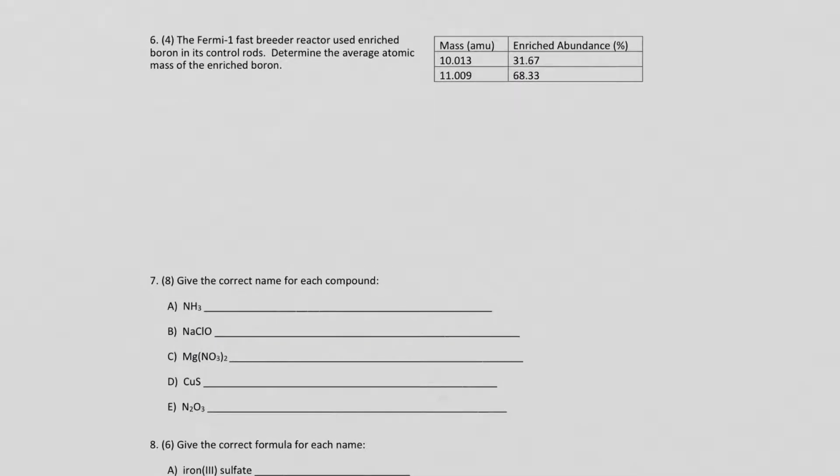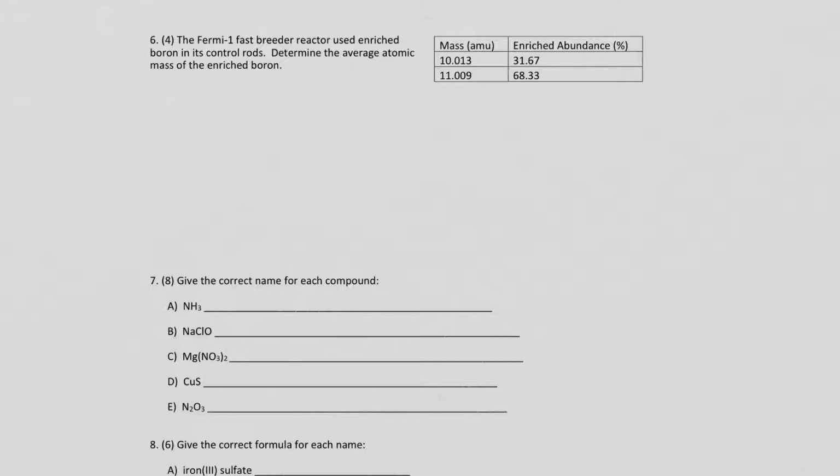The Fermi 1 fast breeder reactor used enriched boron in its control rods. Determine the average atomic mass of the enriched boron. Remember that all we are doing is multiplying our mass by the percent as a decimal of how much of it is there. So let's do that. Okay. In one type of boron, we have a mass of 10.013 atomic mass units at a percentage of 31.67. A second isotope has a mass of 11.009 AMU at an abundance of 68.33%. So let's do it.